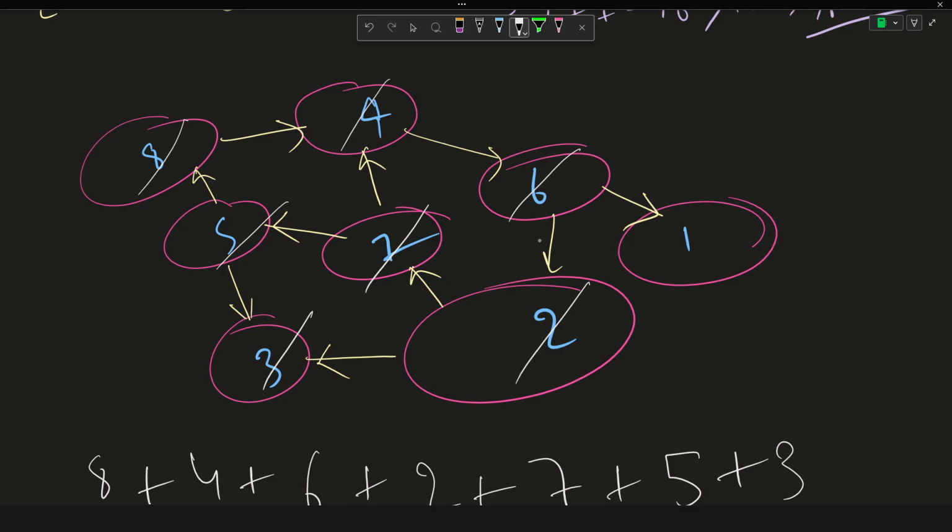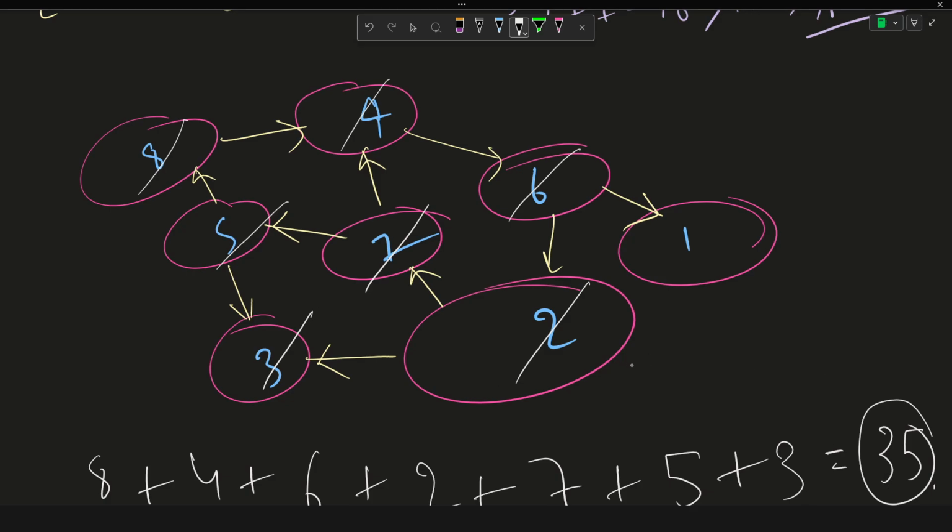We visited almost all the nodes except this node. So what is the maximum number of coins that we were able to collect? We were able to collect a total of 35 coins. And I think this is the maximum amount of coins that we can collect. So the answer for this example would be 35, I believe.